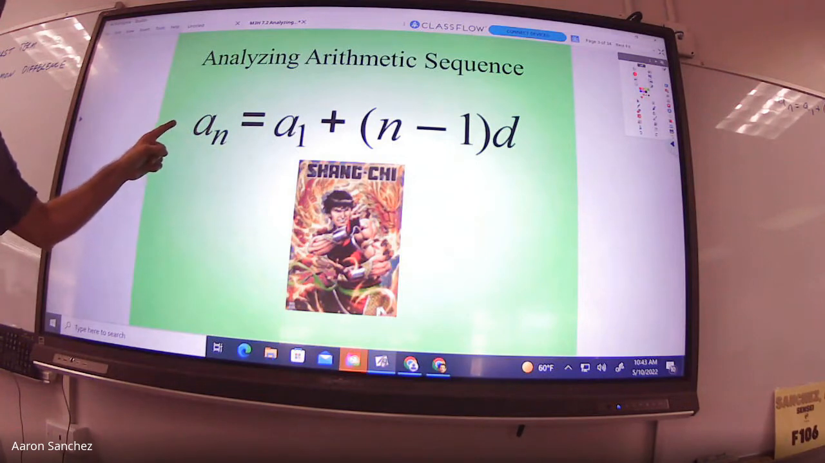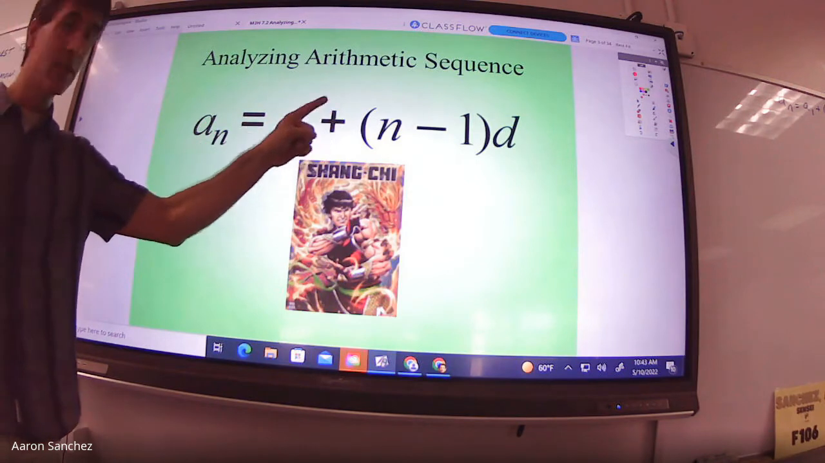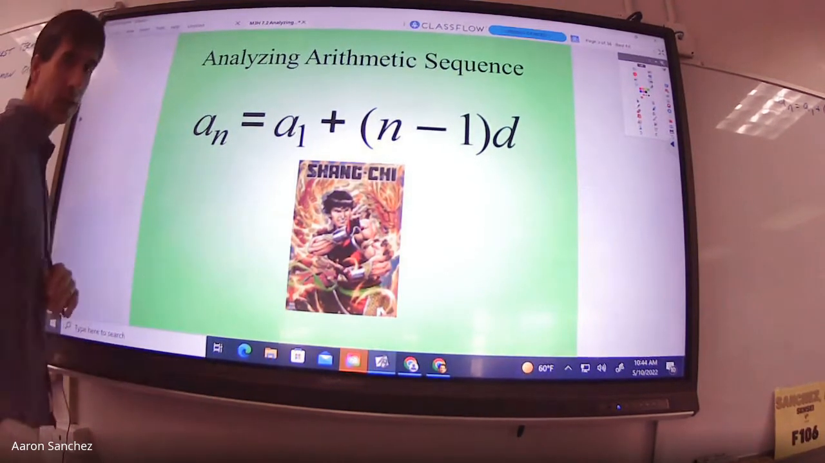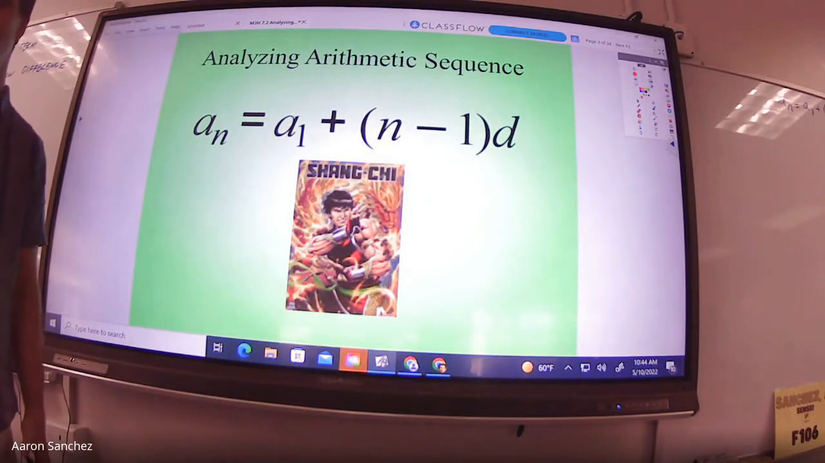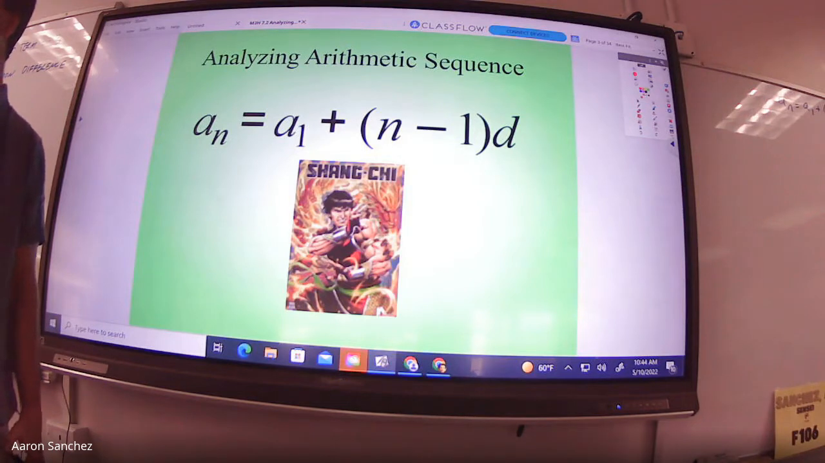This whole lesson revolves around this equation: a sub n equals a sub 1 plus n minus 1 times d. The whole lesson revolves around this formula. Formula. What are you looking at, Alexis? Don't even tell me. Formula. Formula.